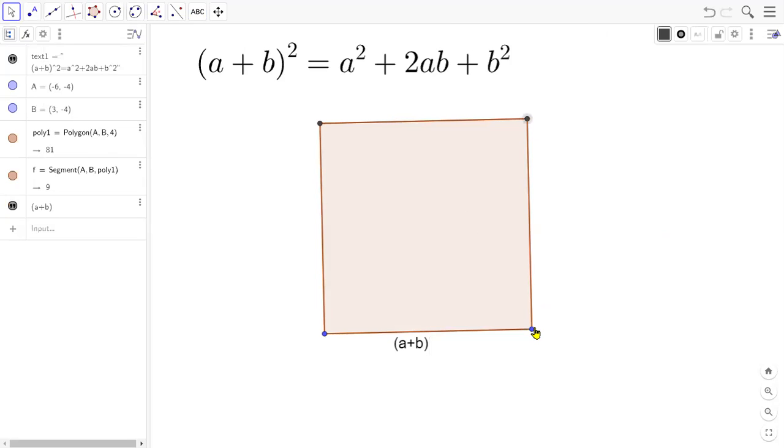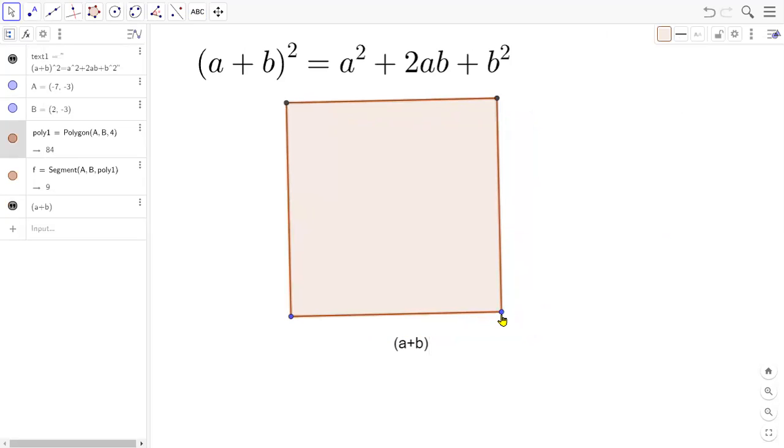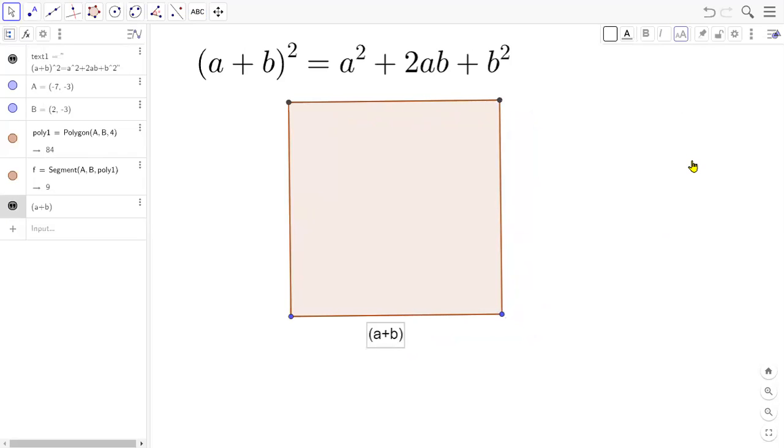Let me put this square very straight. This is a square having the side length a plus b unit. And let me make two extra squares. This a plus b can be divided into two parts, a and b.